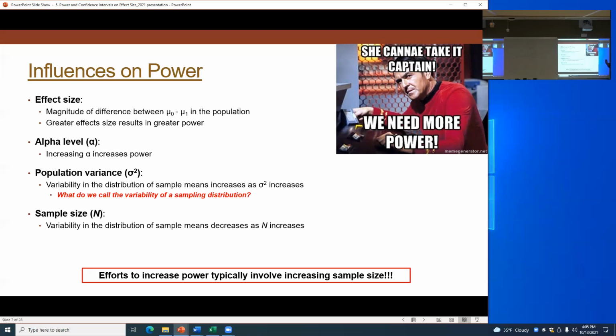Experimental folks, if I increase the power of my manipulation, going from something that's quite small to something that really smacks people over the head, that's going to impact my effect size, right? So there are design-related things we can do to change this, but in general, sample size is what we're looking at to increase the power of our tests.